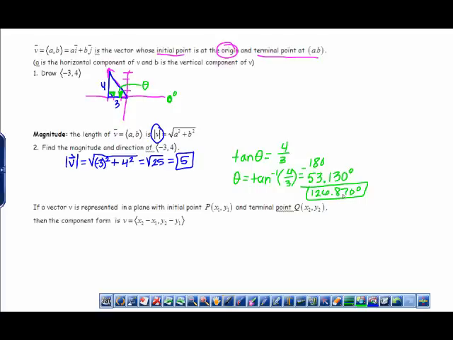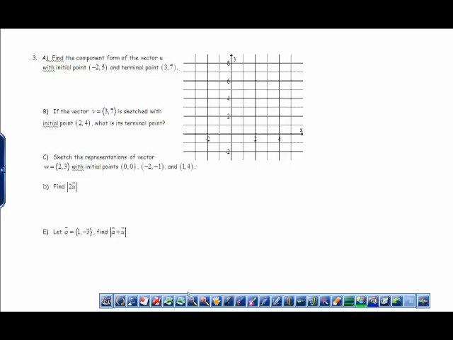It says if a vector v is represented in a plane with an initial point and a terminal point, then the component form, and when you see component form here, just think of the simplest one where it starts with the origin. This is a way of taking a vector that doesn't start at the origin and making it start at the origin, which will always make it easier for you. You're just going to subtract the two x values to get a new, simpler x value, and subtract the two y values. Now I'm going to show you kind of why this works on this next example.